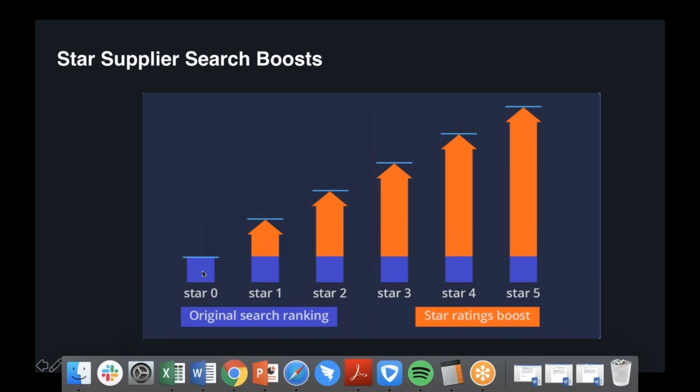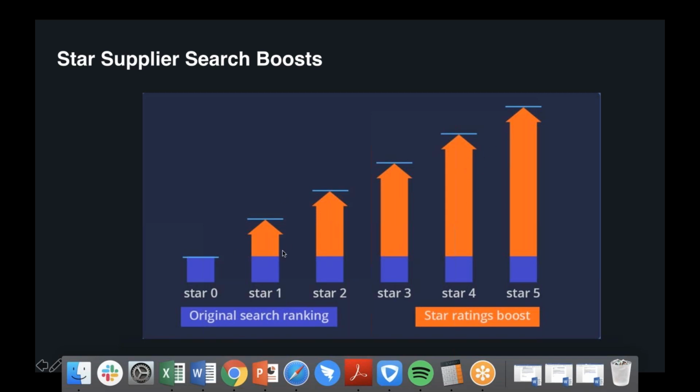So you can see in the purple is where you would currently be, right? So at a star 0, there's no additional boost to help you show up more in search. As you go up in each star, you can see what a significant increase in how we're going to boost you to show up in search.